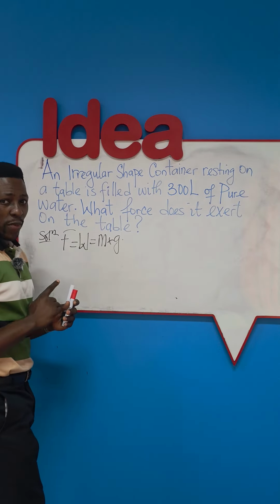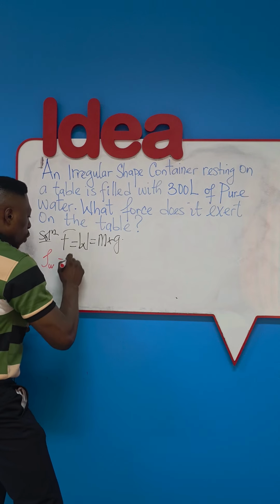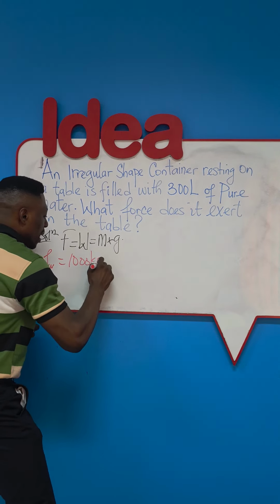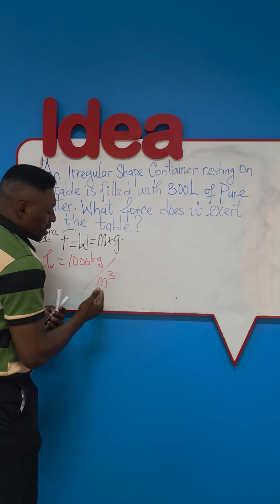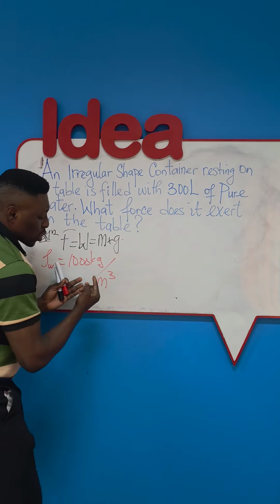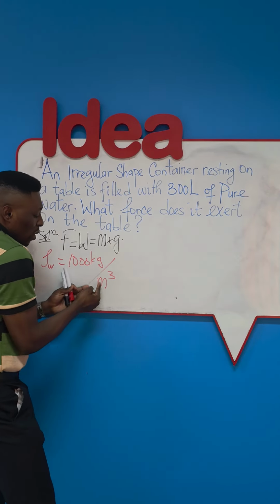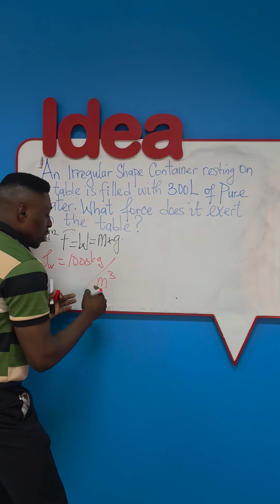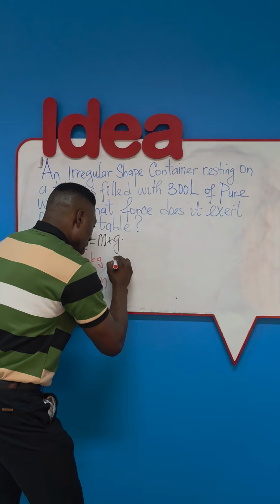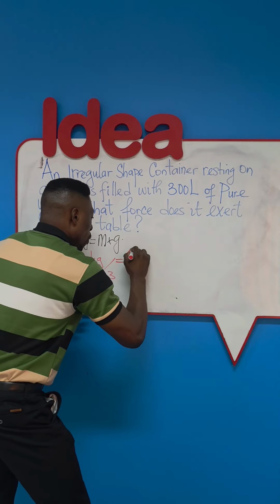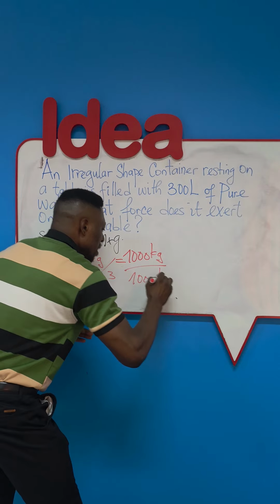Now we know, dear friends, that pure water has a density of 1,000 kilograms per meters cube. What do we have to exploit from this information? Dear friends, we are trying to relate kilograms per meters cube to liters. What this means is, since we know that 1 meters cube is actually 1,000 liters, therefore we can also express this as 1,000 kilograms for every 1,000 liters.